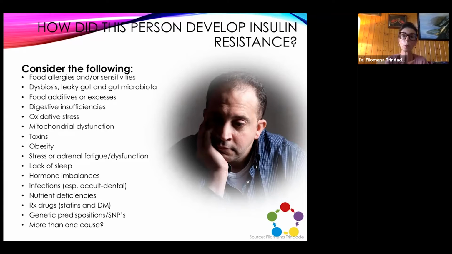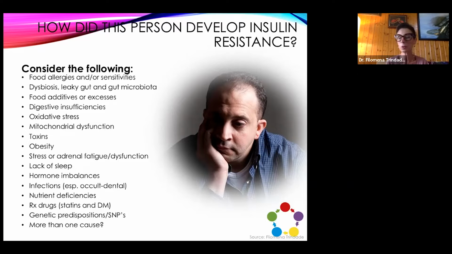I want you to be aware that you can use this for any disease process, any diagnosis, or any dysfunction, because we're trying to diagnose patients earlier in that process. So think of things like food sensitivities or food allergies. Of course, I'm going to focus more on dysbiosis, leaky gut, and changes in the gut microbiota, but also consider food additives or food excesses, or insufficient digestion, whether it's at the level of the stomach, the pancreas, the gallbladder, or even the duodenum, which is that relay system or communication system for digestion.